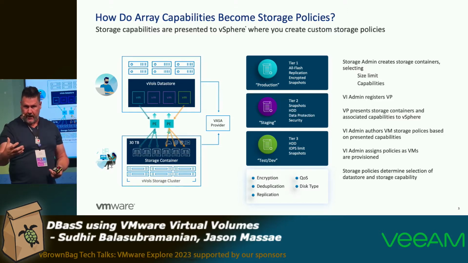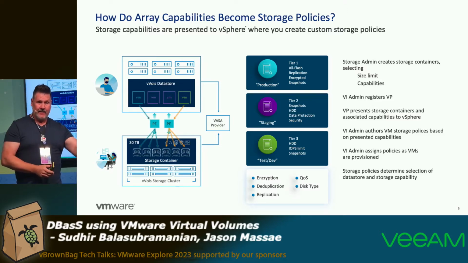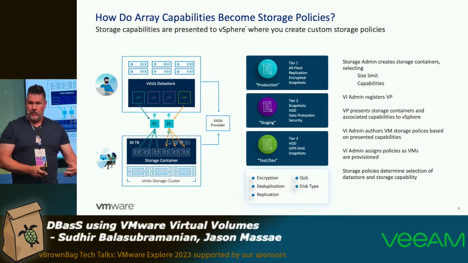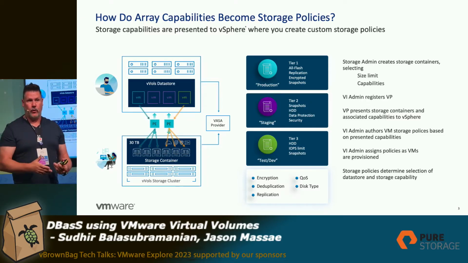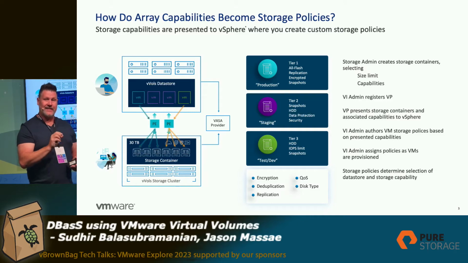So if you had a VM, like we're going to talk about, with multiple disks, and you want one disk to have one storage capability and a different disk to have a different storage capability, normally you would have to split those across multiple data stores. Now all you have to do is apply different policies to different VMDKs. They still can all be in the same data store.